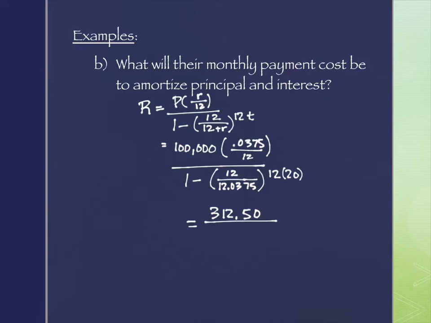So you might actually, I mentioned this when we did compound interest, want to find the exponent values before we move on. So this one, 12 times 20 would be 240, so you might want to do that. And then if you put parentheses around the part that's in parentheses, your calculator should be okay again. So 1 minus, do the 12 divided by the 12.0375, raise it to the 240.